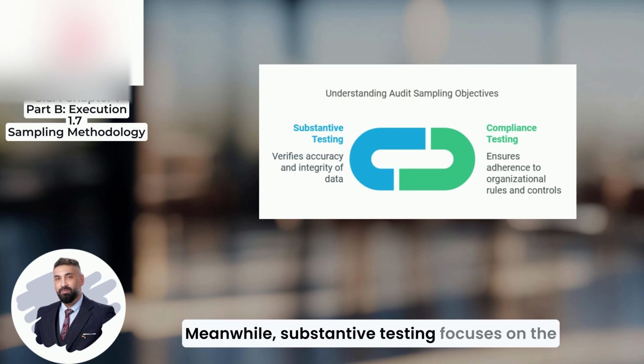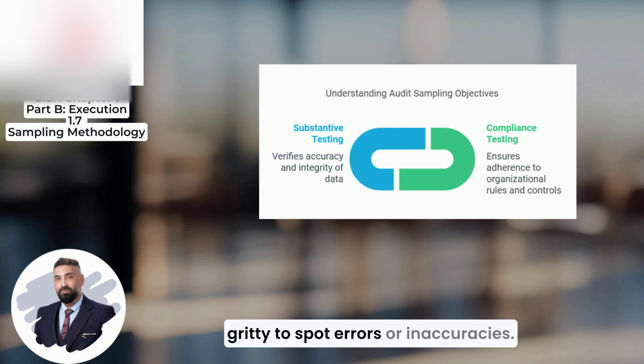Meanwhile, substantive testing focuses on the actual content, digging into the nitty-gritty to spot errors or inaccuracies. This is where auditors look for evidence that backs up financial statements or data. Suppose there's a balance sheet number that looks suspicious. Substantive testing ensures that the number isn't just some sophisticated fiction, it's backed by real valid transactions. Essentially, it's about verifying accuracy, completeness, and integrity.